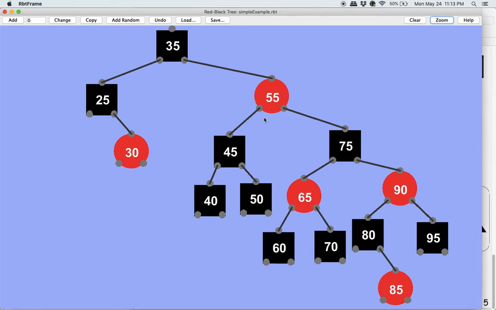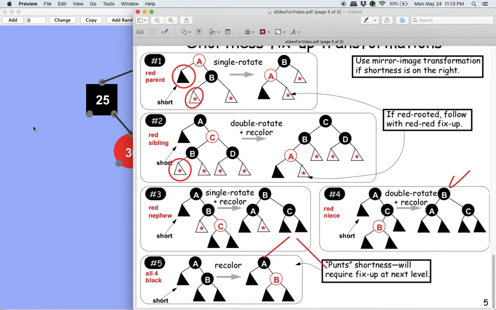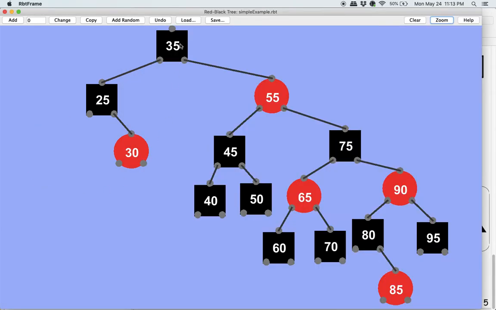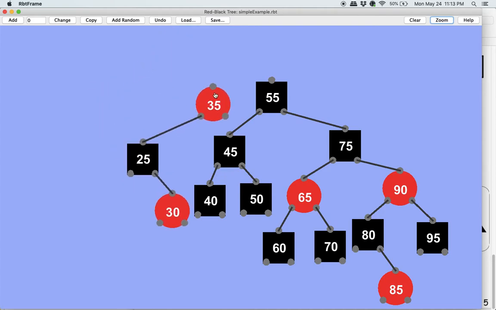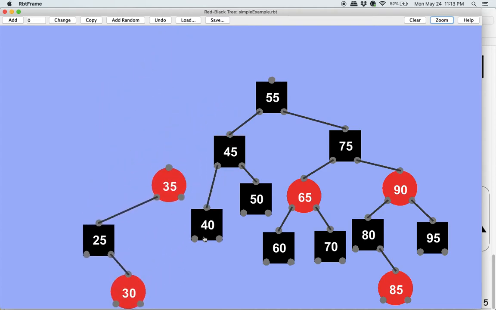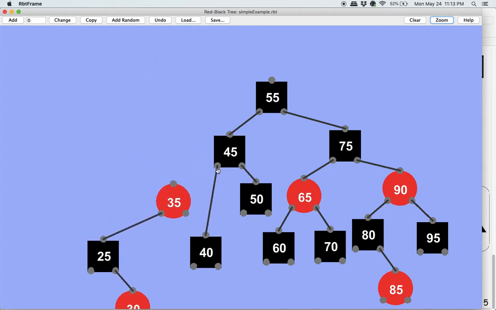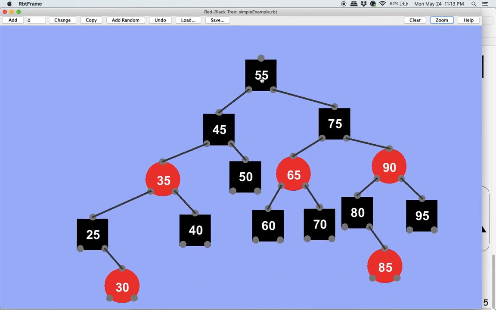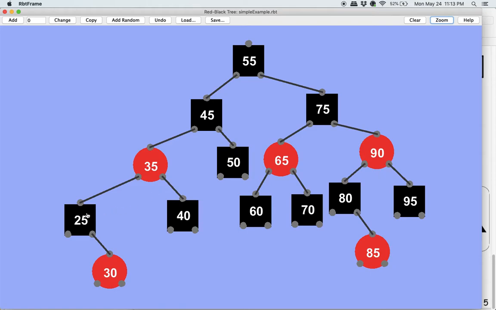We look at the parent. It is black. The sibling is red. Okay, in this case, it's transformation number 2. It's our color swap and double drop. So we swap the colors of those two. This guy drops down 2 levels and gets spliced in right here. And now we again have a valid red-black tree whose black height is 3.